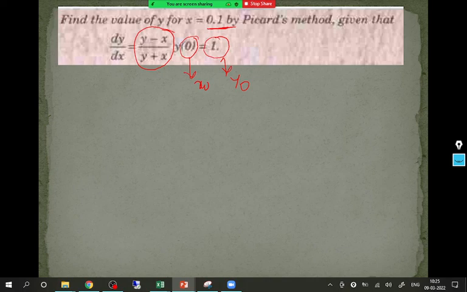How many iterations should we do? y1, y2, y3. How many yn should we calculate there? That is not known. It is not given in the question. So how to stop then? How to stop the iteration?